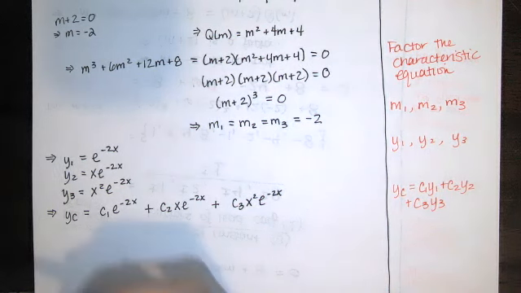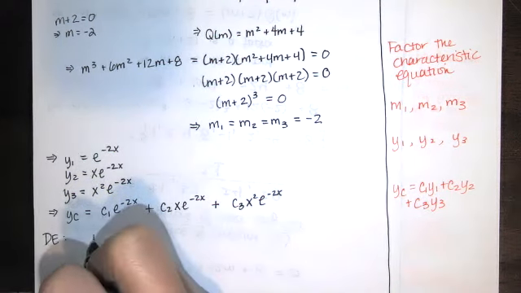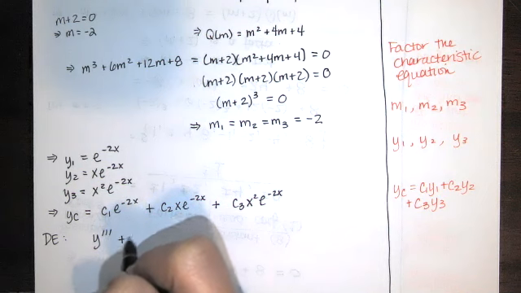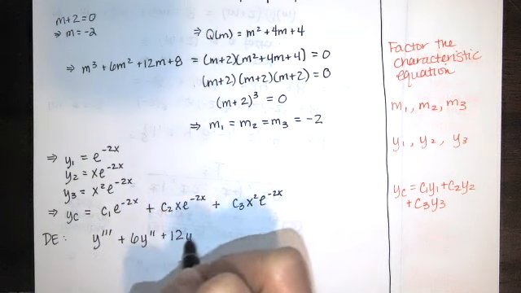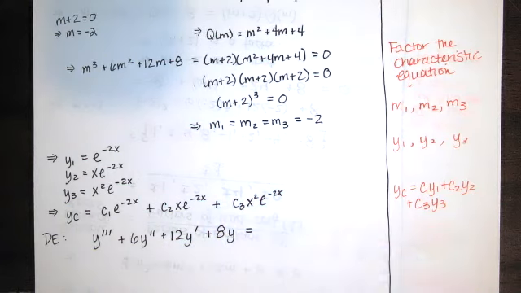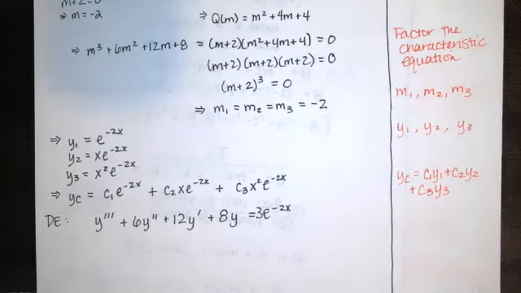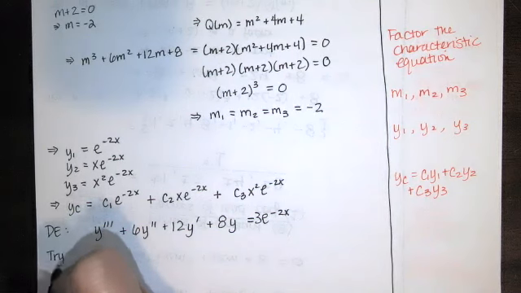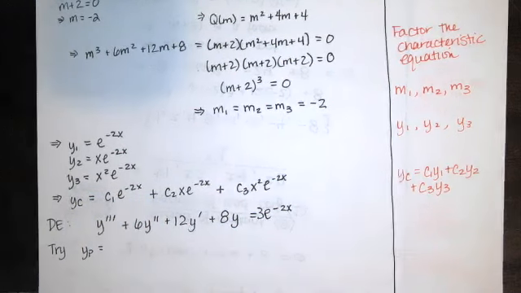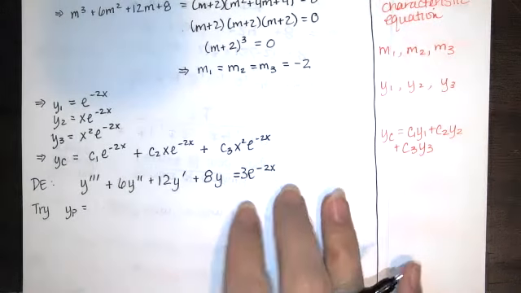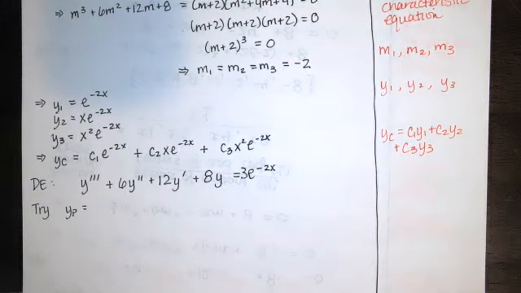All right, now we want to go back to the original differential equation. y triple prime plus 6y double prime plus 12y prime plus 8y equals, and the right-hand side is now 3 times e to the negative 2x. All right. So first, when we're using the method of undetermined coefficients, we look at the right-hand side and we use that to guess the form of y sub p.